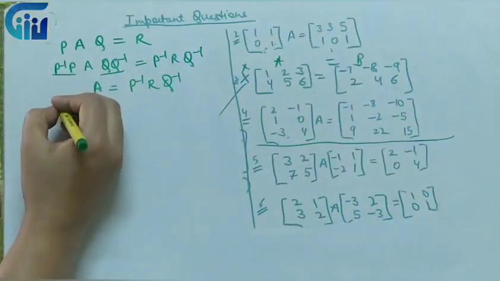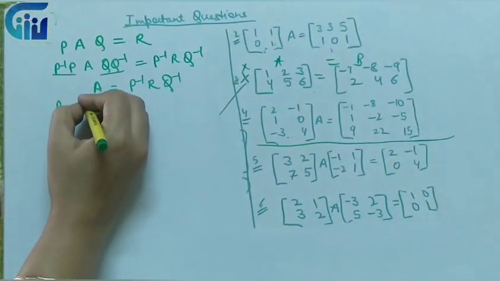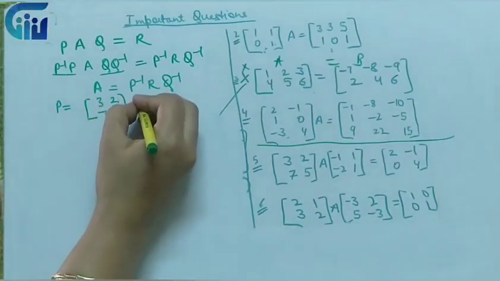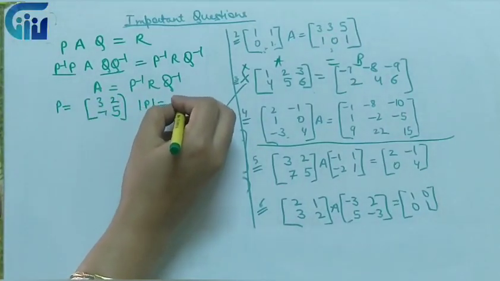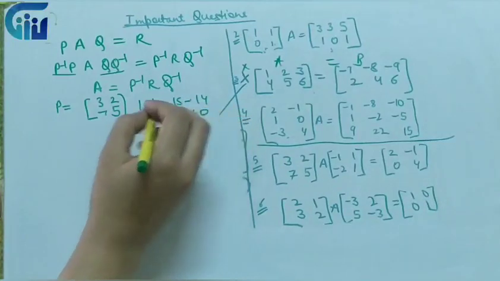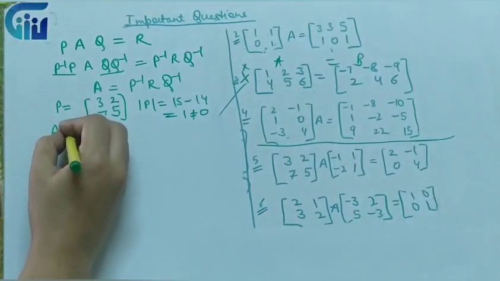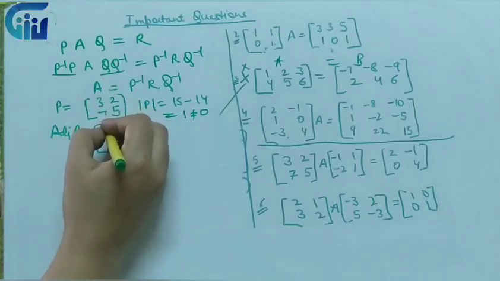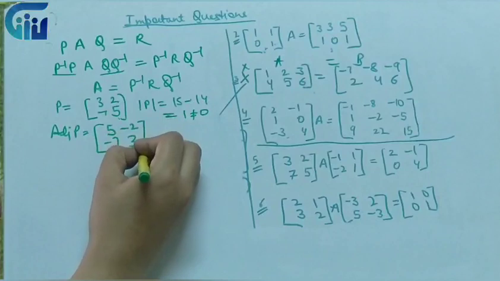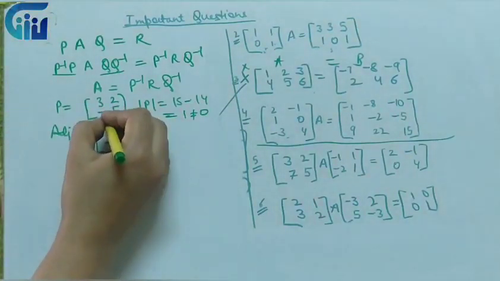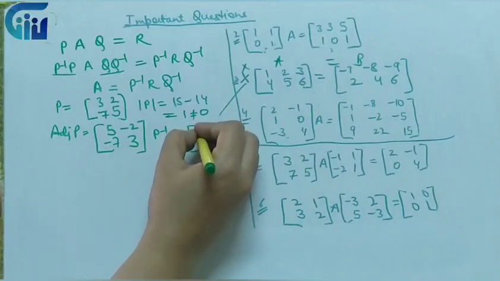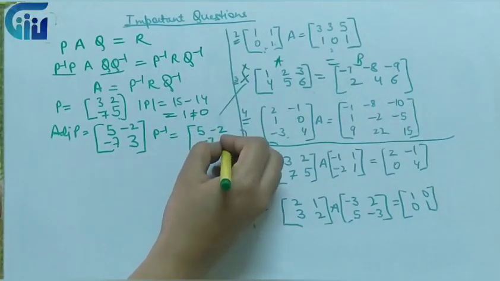So if I have P, I know how to find its determinant. P is 3, 2, 7, 5. I can find its determinant as 5 times 3, 15, minus 7 into 2, 14, which is 1, non-zero. Again, I will find the adjoint of P as we will interchange these two places and invert the sign of these two. So I will get this. So what is my P inverse? It will be the same because my determinant is 1.